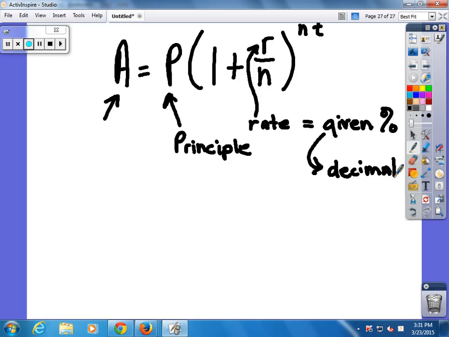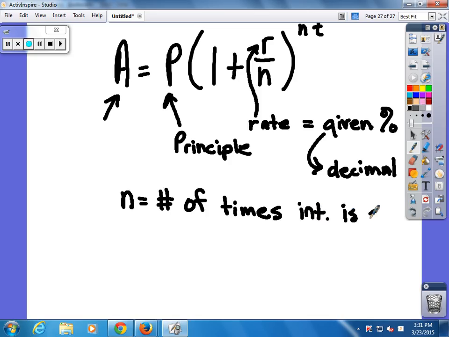N is equal to the number of times your interest is calculated. The 25-cent word for calculating interest is compounded. Meaning that if you have a bank, John A. Smith Bank, and you put your $500 in that bank, and they compound it 12 times a year.